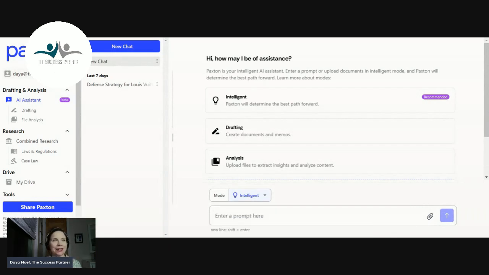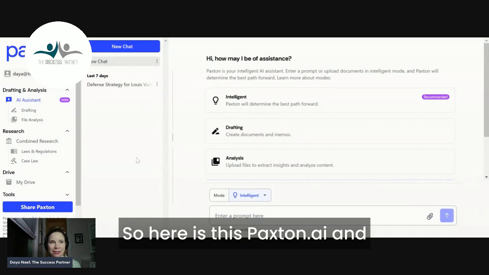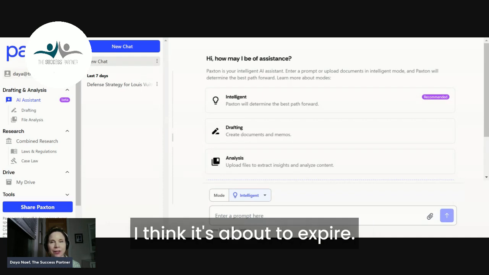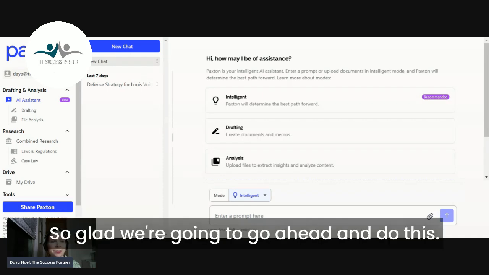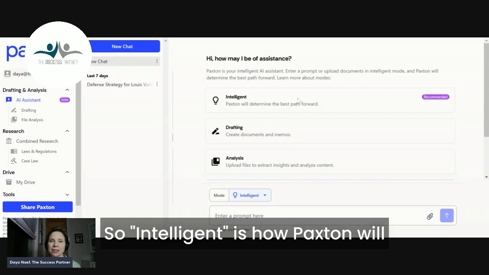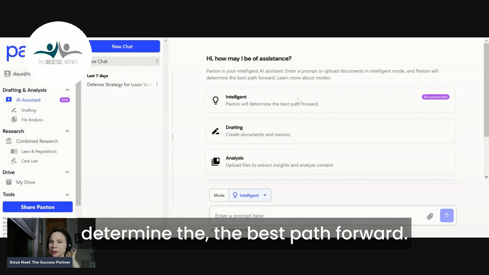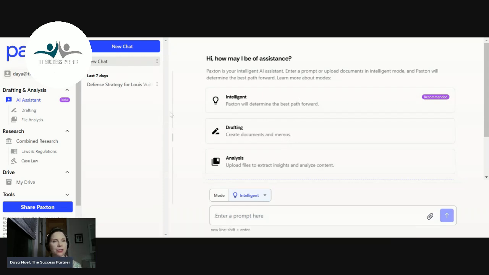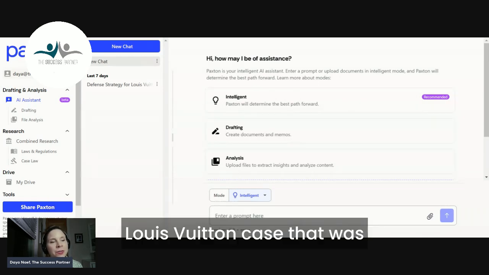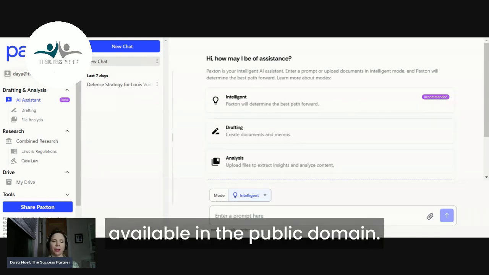Jumping in. So here is this Paxton app, and this is what it looks like. Again, I got the 7-day trial. I think it's about to expire, so glad we're going to go ahead and do this. So intelligent is how Paxton will determine the best path forward. So I have uploaded this Tiffany v. Louis Vuitton case that was available in the public domain.